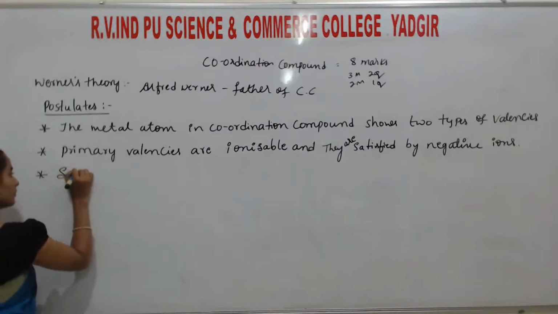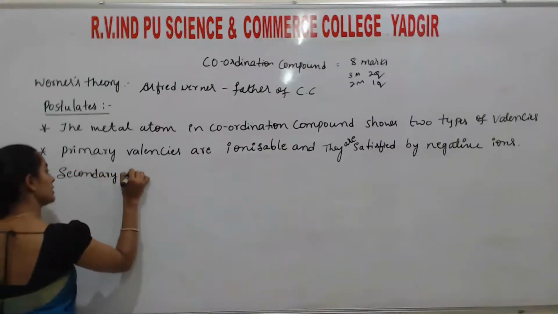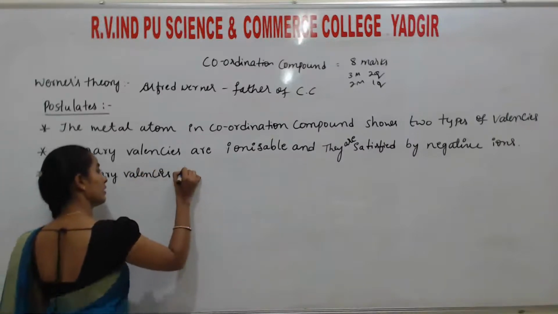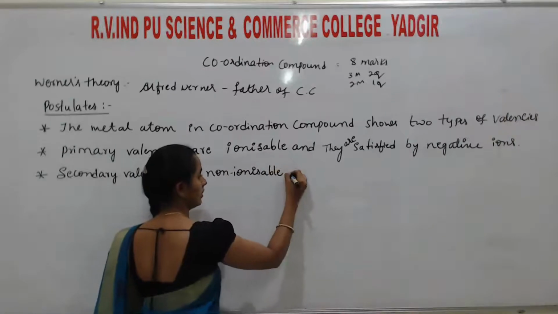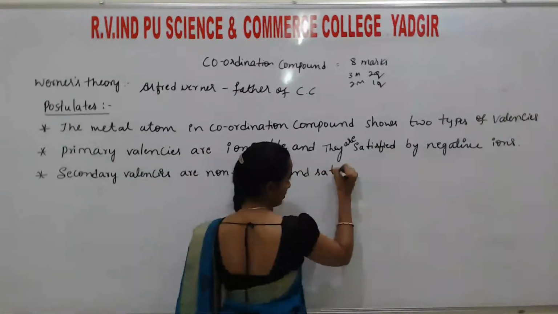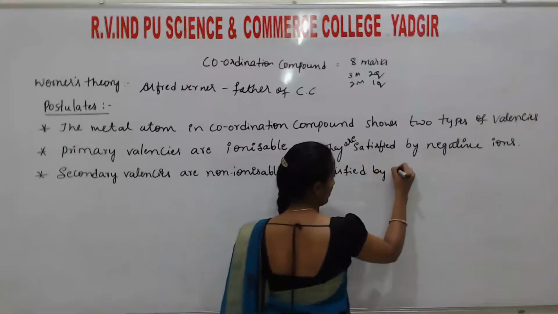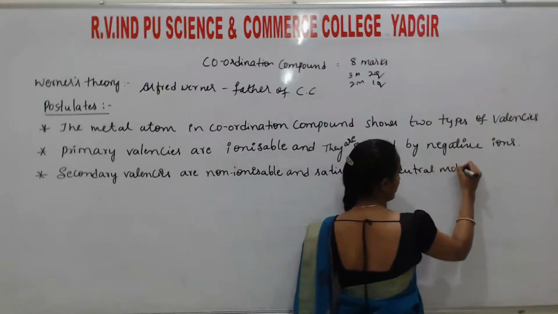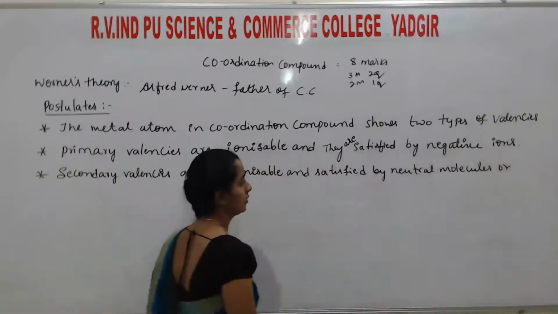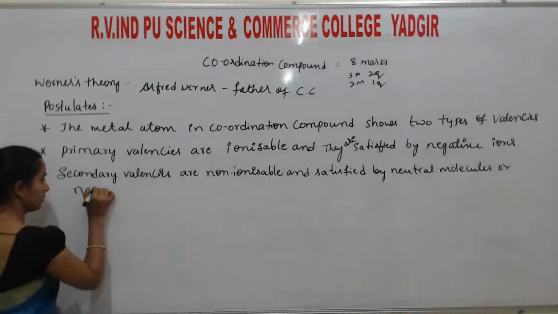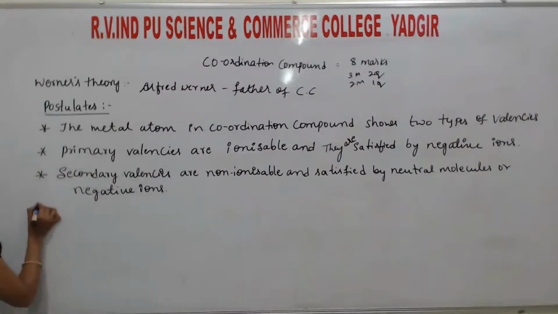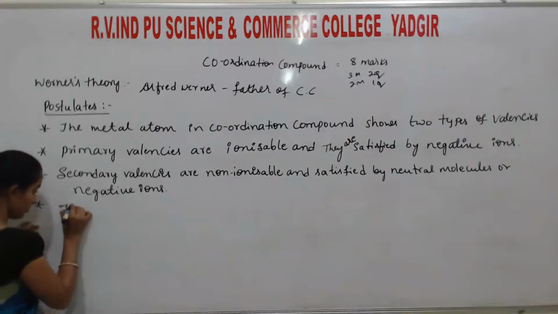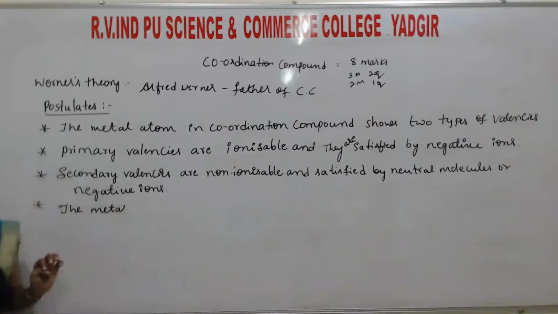Next, secondary valencies are non-ionizable and satisfied by neutral molecules or negative ions. Okay.